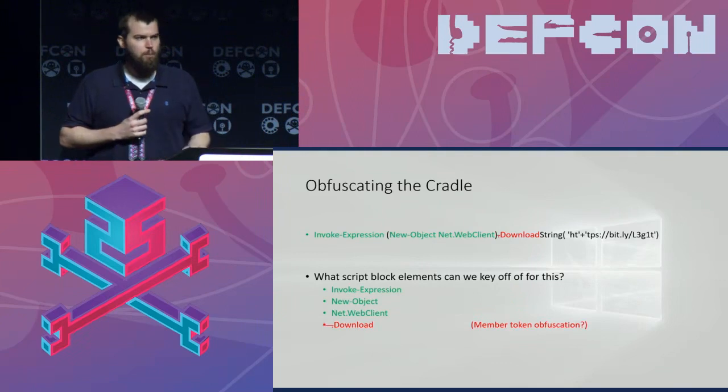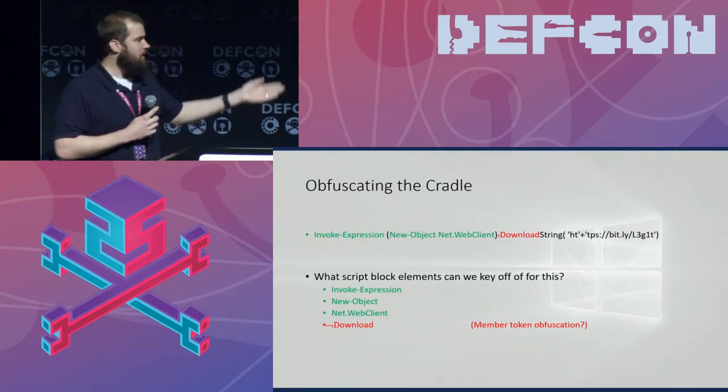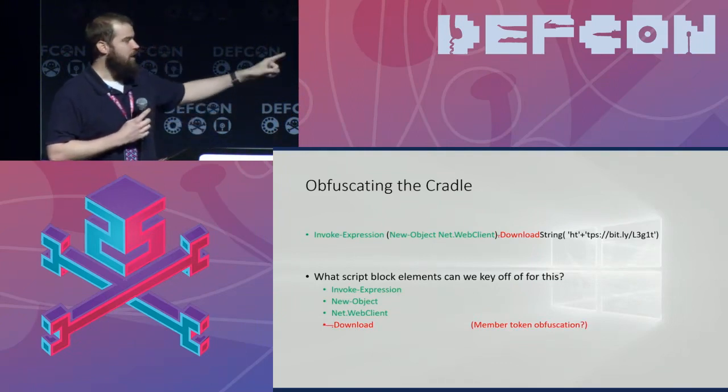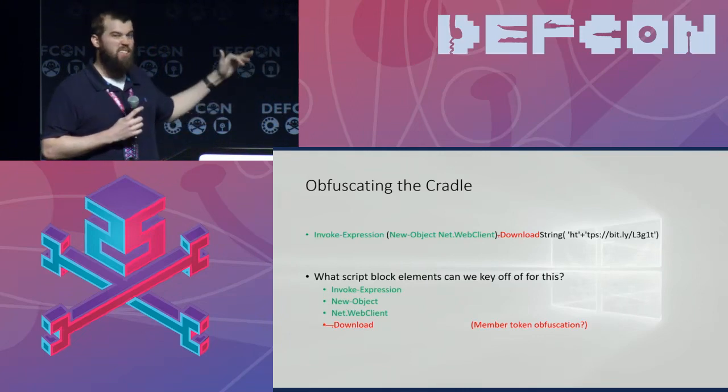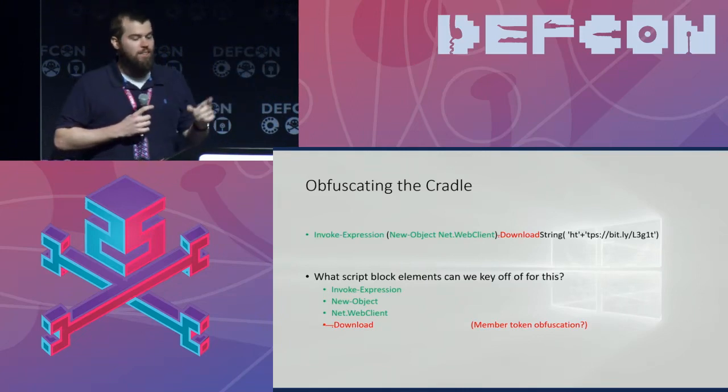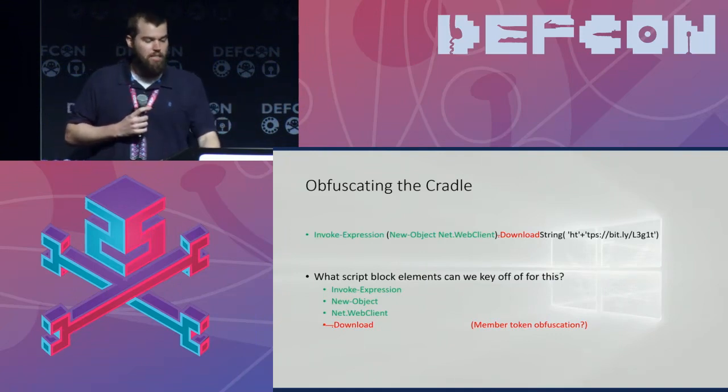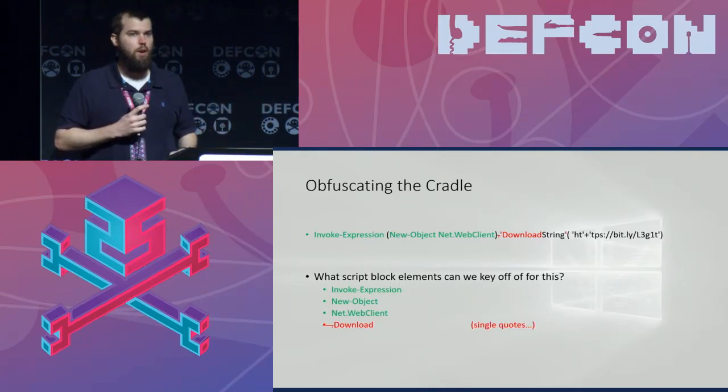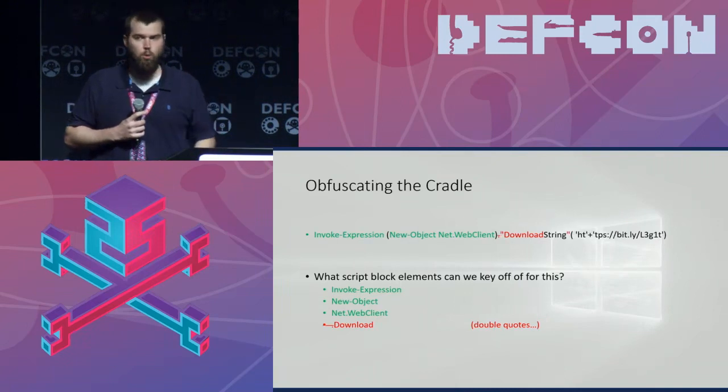So now, from a PowerShell perspective, why might this dot be problematic? How can an attacker get around that dot download to evade this detection that we have? Well, DownloadString from a PowerShell token perspective is actually a member. And so some things that we can do with member tokens in a PowerShell command is we can just throw single quotes around it. We can also throw double quotes around it.